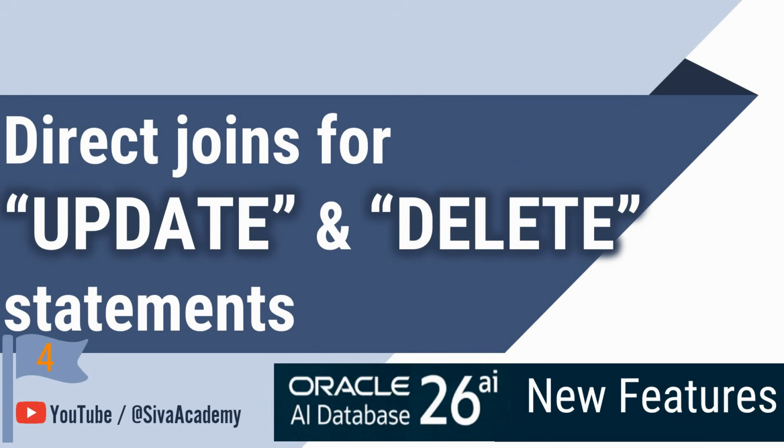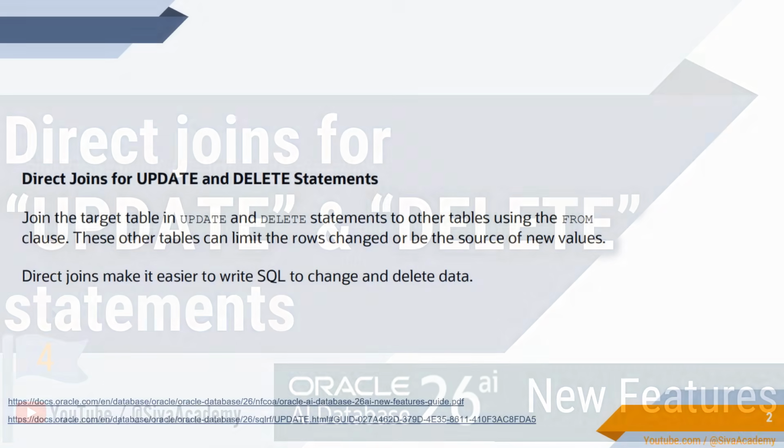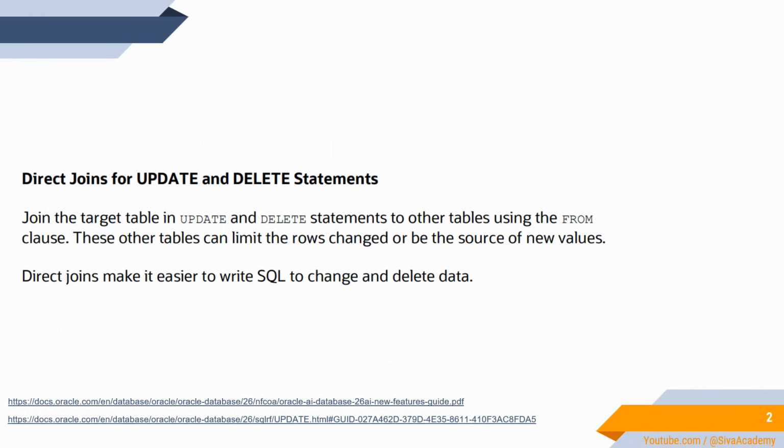In this video, we are going to learn about a new feature introduced as part of update and delete starting from 26 AI. The feature is that from 26 AI onwards, we can use direct join based update and delete statements. If you are from a completely different database background, I'm sure you would already be using this feature in other databases, because most of the other databases already support direct join based update and delete. However, Oracle started introducing this starting from 26 AI only.